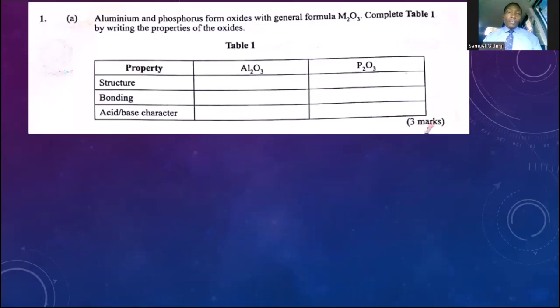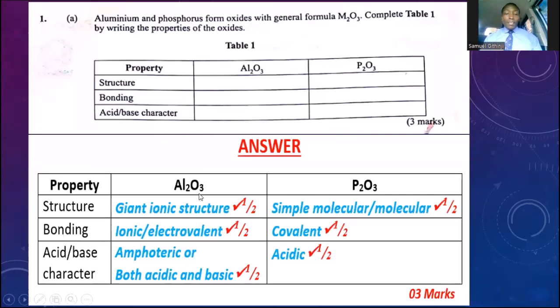Question 1, good, that was the question. You're given the oxide of aluminium and the oxide of phosphorus. So the student was expected to give the structure, the bonding, and the acid-base character of the two oxides. Good, there are the answers. The aluminium oxide is giant ionic. The word giant there was key. You cannot answer this question without the term giant. The type of bonding for aluminium oxide is ionic or electrovalent.